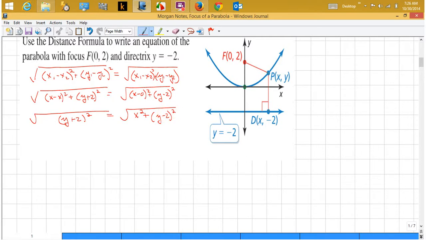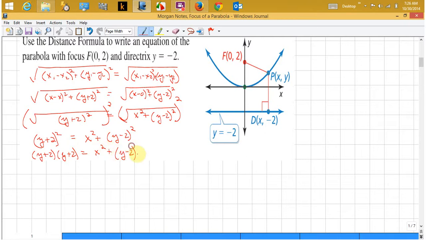Now, to get rid of these square roots, I'm going to square both sides. What I do to one side, I can do to the other side. So I'm going to end up with (y plus 2) squared equal to x squared plus (y minus 2) squared. Now we have to be able to do binomial multiplication. That's the same thing as (y plus 2) times (y plus 2) is equal to x squared plus (y minus 2) times (y minus 2).